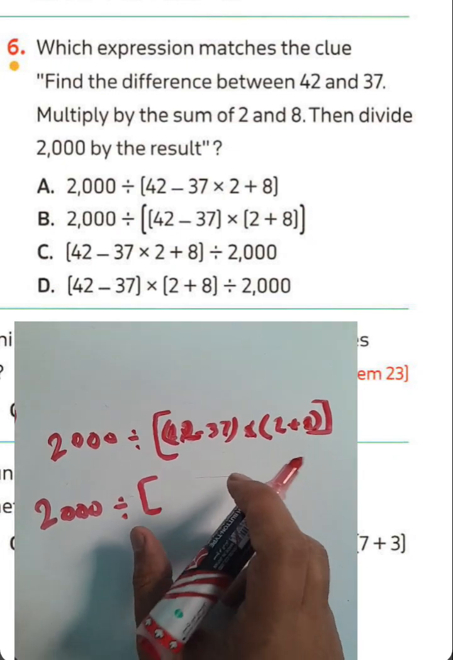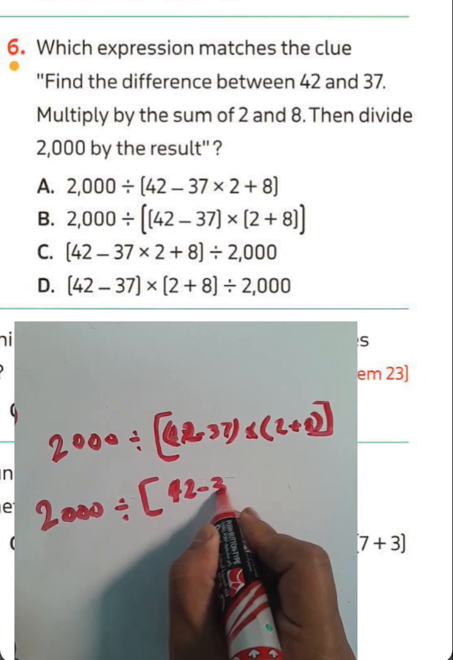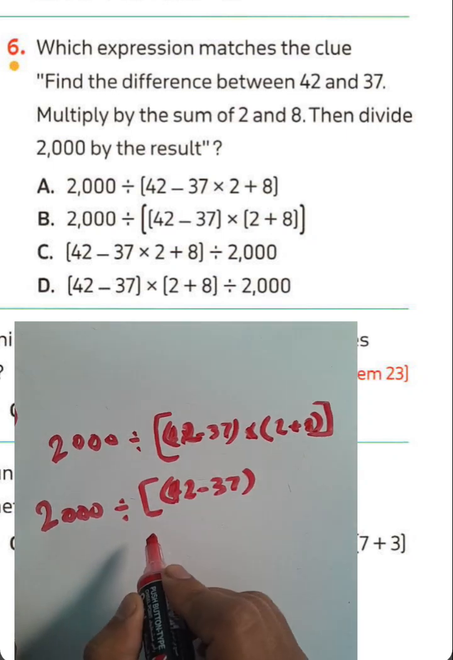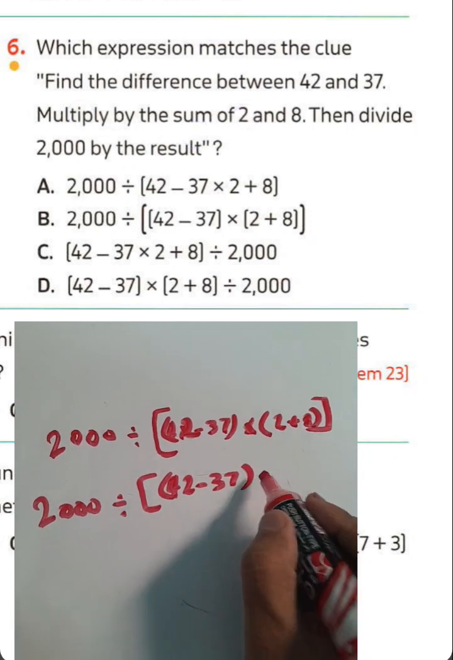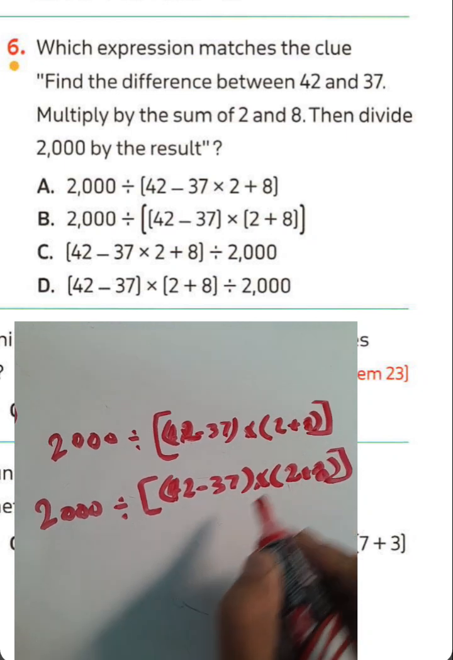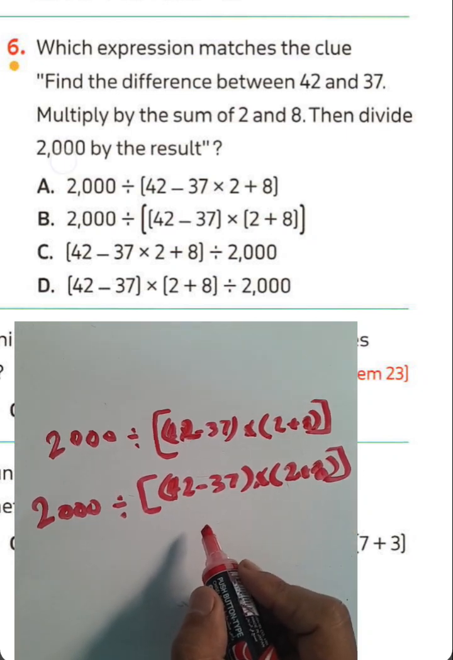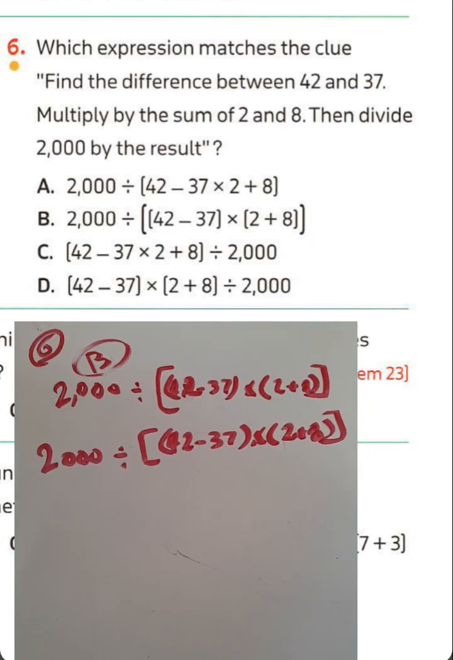Find the difference between 42 and 37. Write 42 subtract 37. Multiply by the sum of 2 and 8. Multiply the sum of 2 and 8. Then divide 2000 by the result. Okay, choose letter B for this example.